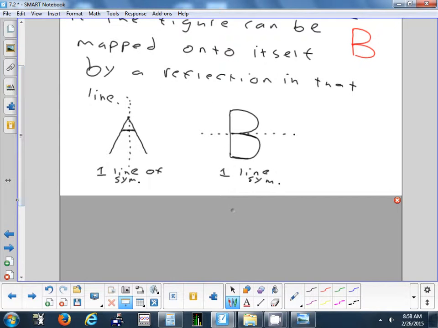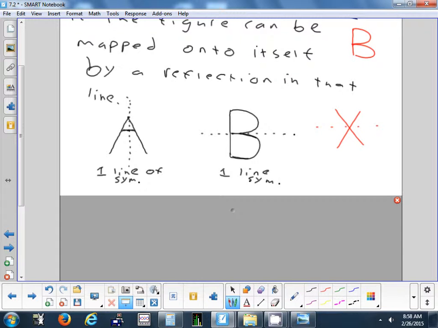Anybody think of a letter that would have 2 lines of symmetry? The capital letters I think are easier. X. Let's think about it. If you flip the top half down, it lands on the bottom. If you flip the left half over, it lands on the right. But there might be even more.